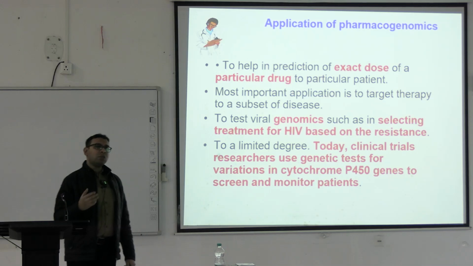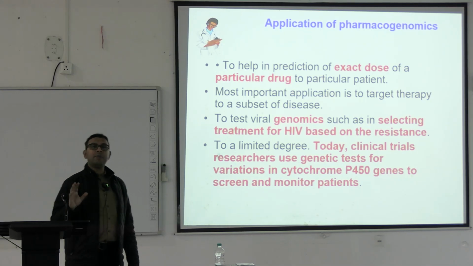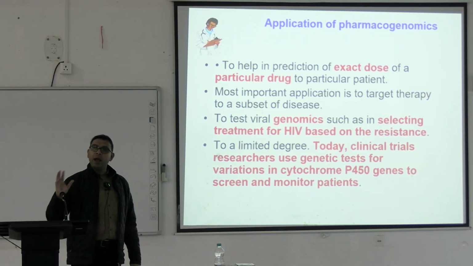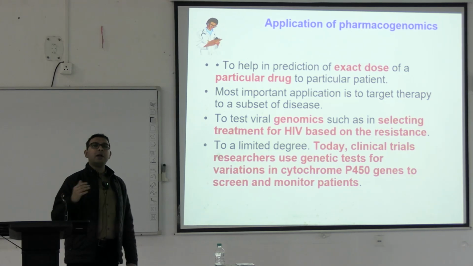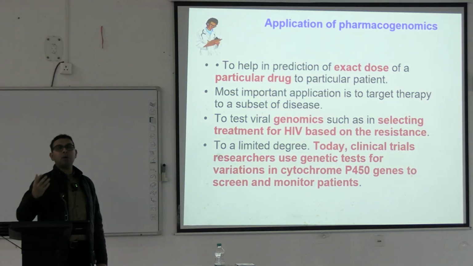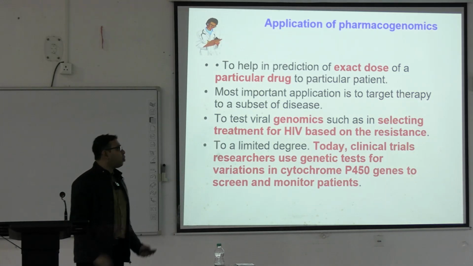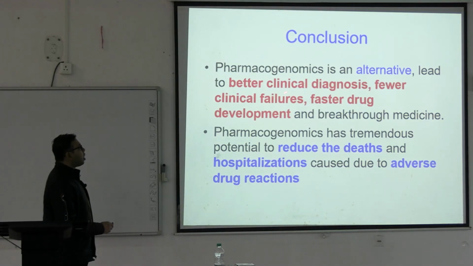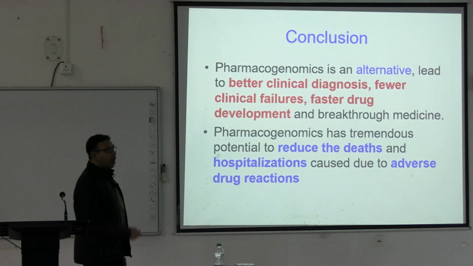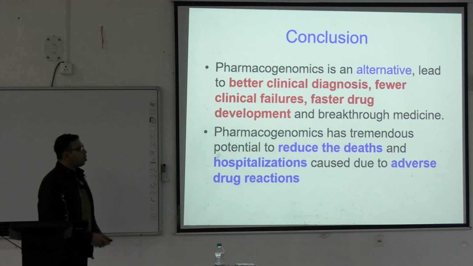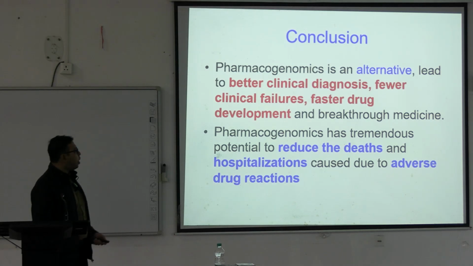Until now, we know something about the cytochrome P450 genetic variations and the single nucleotide polymorphism, and accordingly there may be some changes, but newer and more drugs, enzymes and transport proteins need to be screened for single nucleotide polymorphism. So to conclude, it is needed for better clinical diagnosis, fewer clinical failures, faster drug development and breakthrough medication that ultimately reduce death, morbidity, mortality, hospitalization, adverse drug reactions, everything. So this is everything about pharmacogenomics.